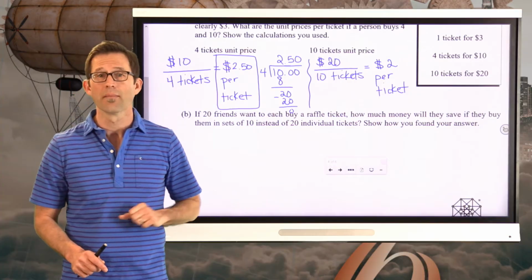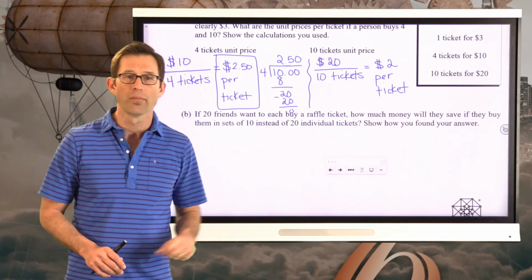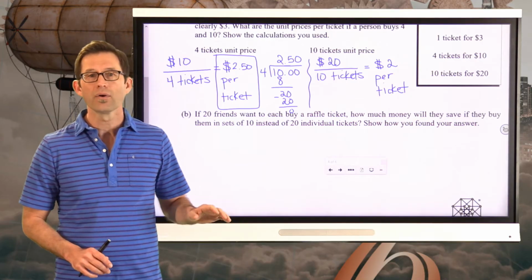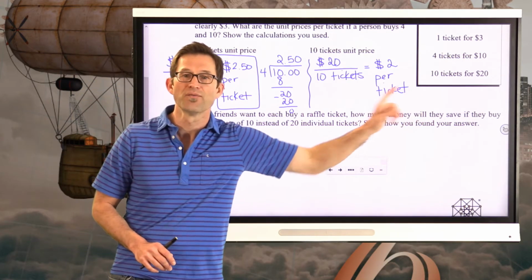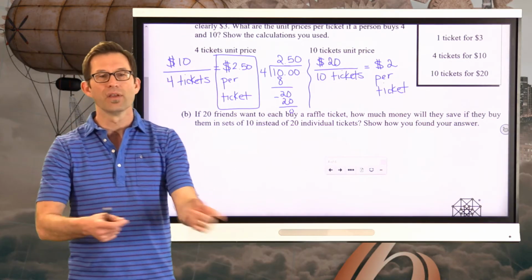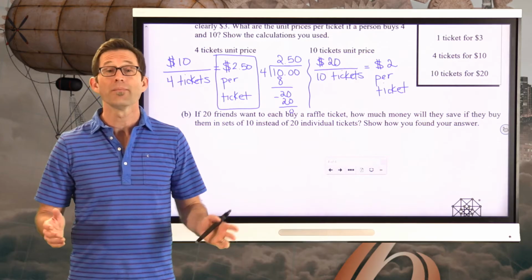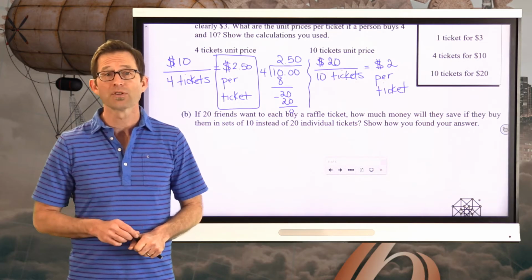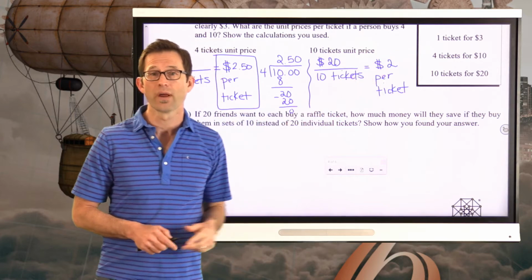They're going to spend a certain amount of money. On the other hand, they could pool all their money, give it to one person and say, hey man, why don't you go up and buy us 20 tickets in these groups of 10? And then we'll just divvy out the tickets between us. How much money will that save? Well, pause the video now and figure out how much money they save by buying at this rate rather than at this rate.